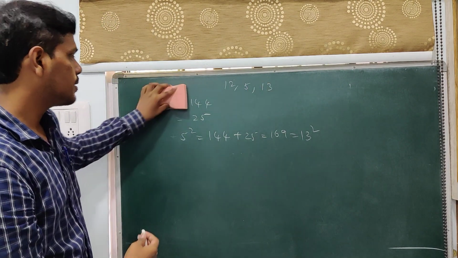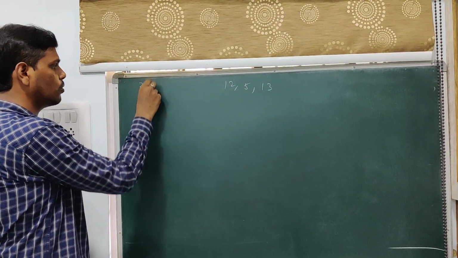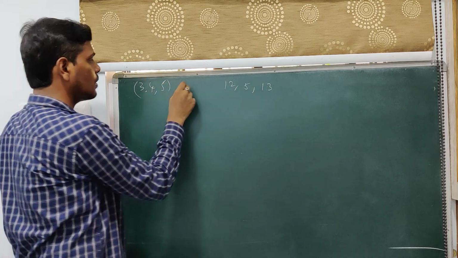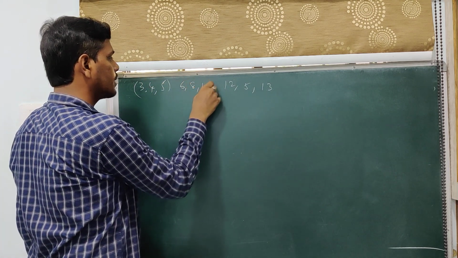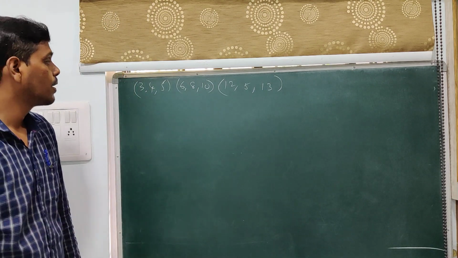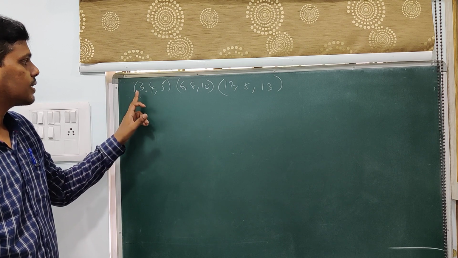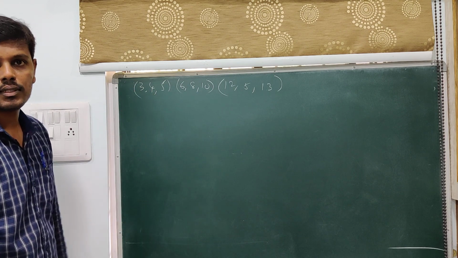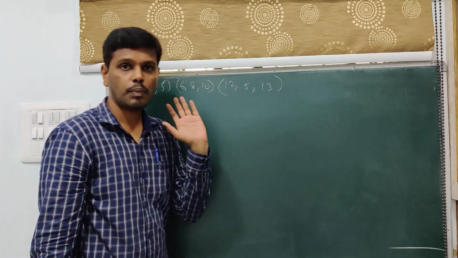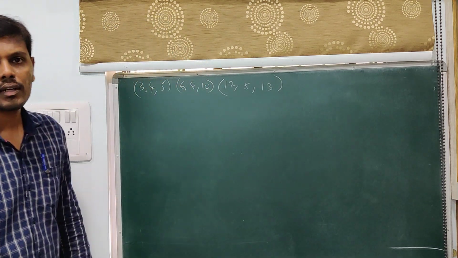Now let us discuss something more than what we have discussed in the previous class. Now these are your Pythagorean triplets: 3, 4, 5, then 6, 8, 10, 12, 5, 13. Whenever you construct a triangle using these Pythagorean triplets as the sides of the triangle, then you will always arrive at a right angle triangle.